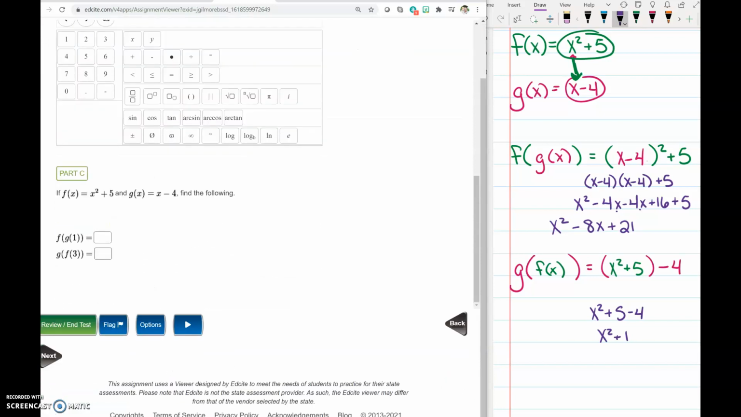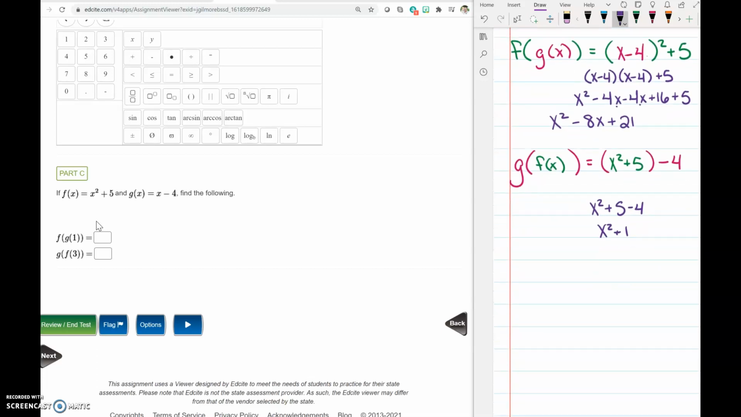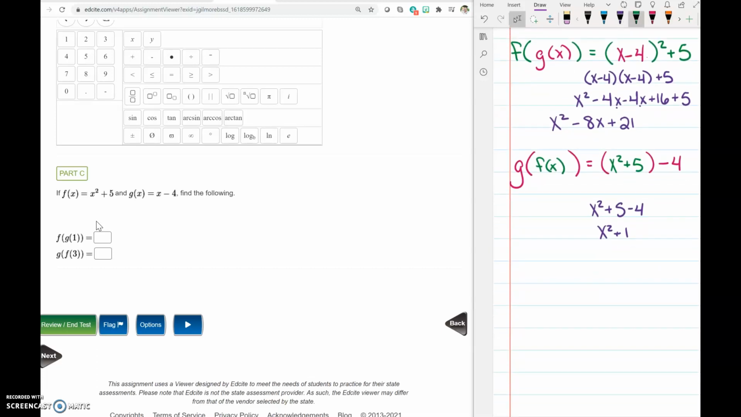Now just like before, once you have those two functions, you can use those two functions to get the next part of your answer. So in the first one, they want f of g of 1. You're taking the f of g of x function and plugging 1 into it. So 1 squared minus 8 times 1 plus 21. Plug that into your calculator. You should get 14 as your answer.